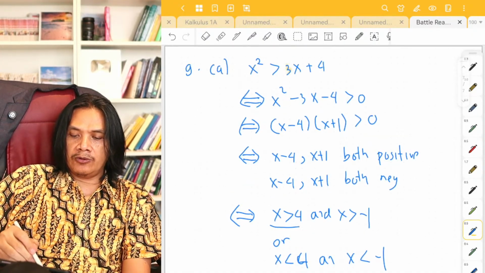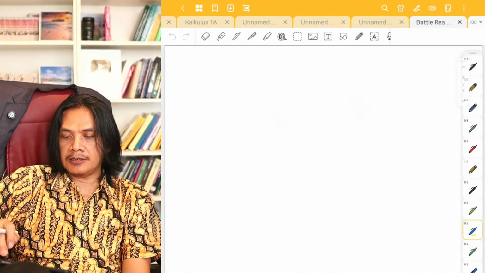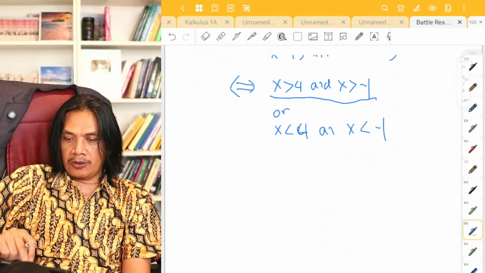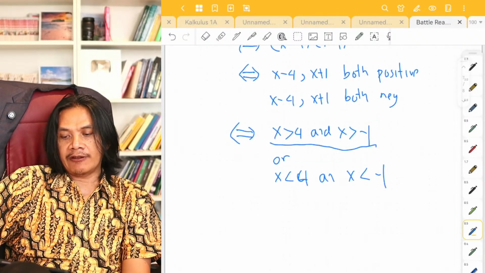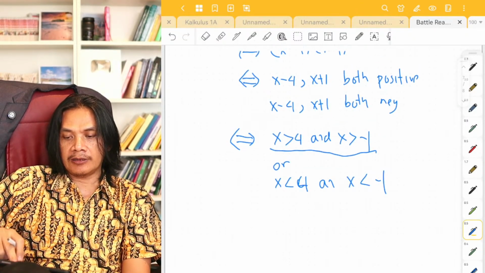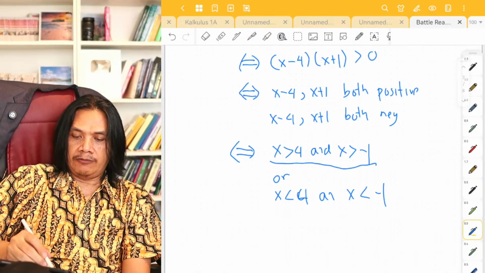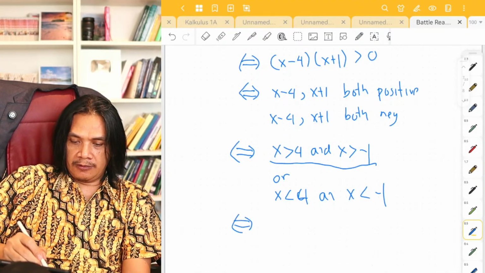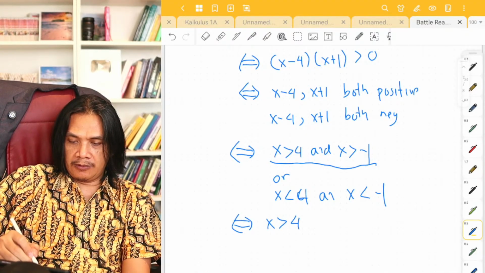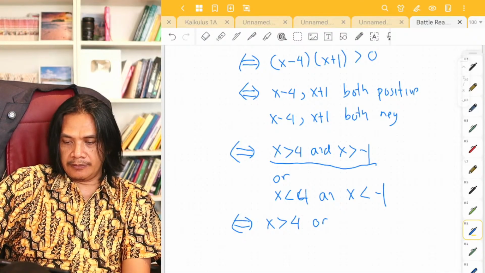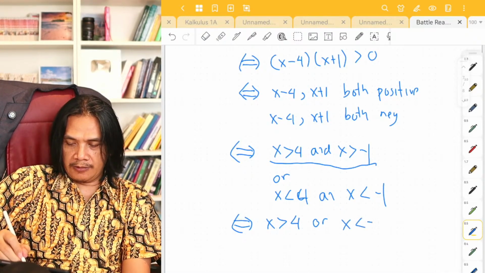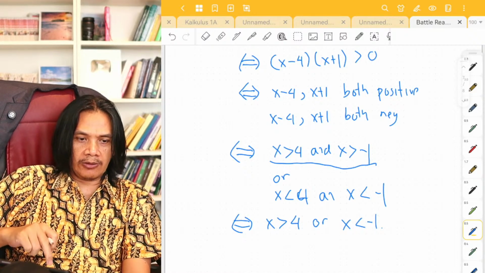So if we use intersection, this can be simplified into what? At the same time, our x is greater than 4 and greater than negative 1. So x is greater than 4, or x is less than negative 1. Okay, I think it's okay.